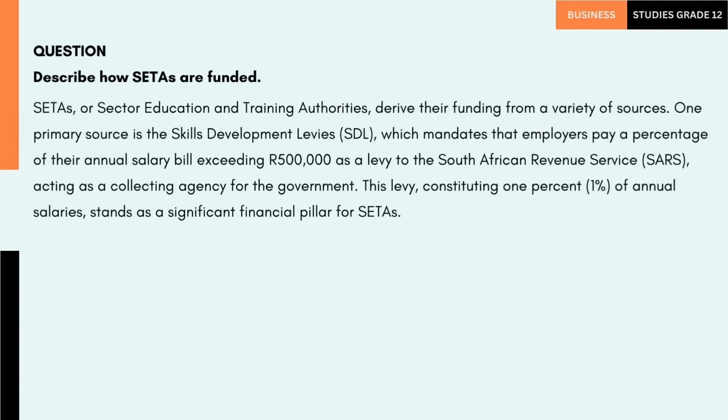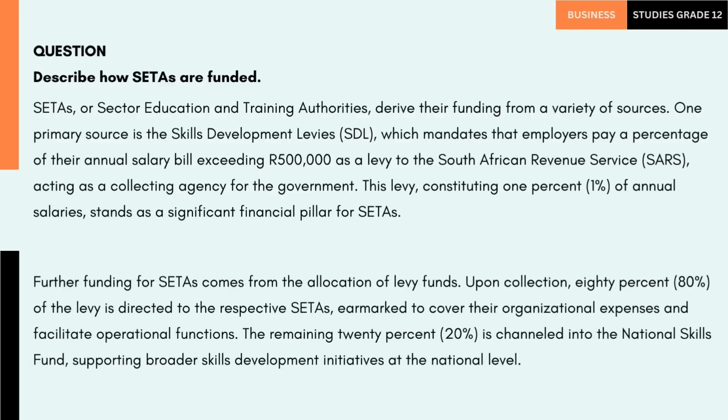Question. Describe how SETAs are funded. SETAs, or Sector Education and Training Authorities, derive their funding from a variety of sources. One primary source is the Skills Development Levies, SDL, which mandates that employers pay a percentage of their annual salary bill exceeding 500,000 rands as a levy to the South African Revenue Service, acting as a collecting agency for the government. This levy, constituting 1% of annual salaries, stands as a significant financial pillar for SETAs.